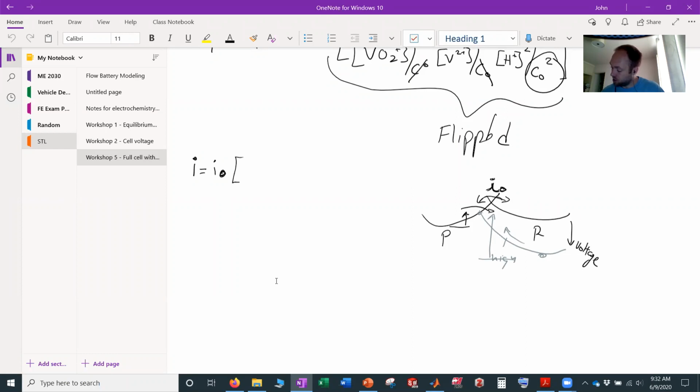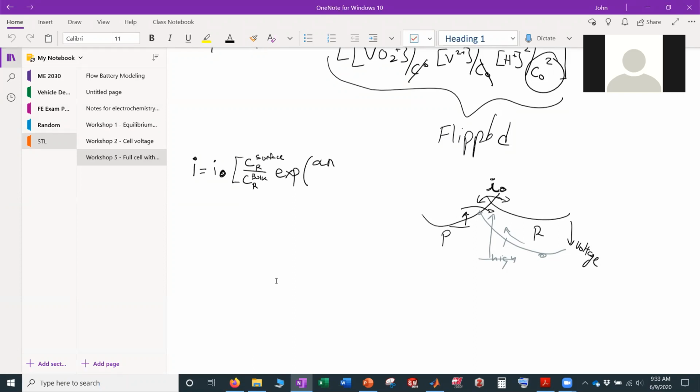so formally it's the concentration of the, let's say, of like the reactant at the surface over concentration of the reactant in the bulk. So surface, right? Times the exponent of alpha nF over RT times the overpotential. So this distance right here is the overpotential.